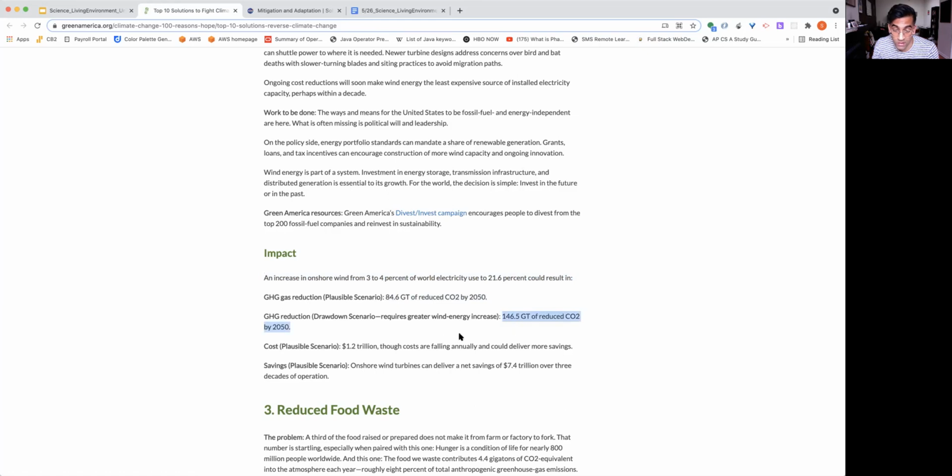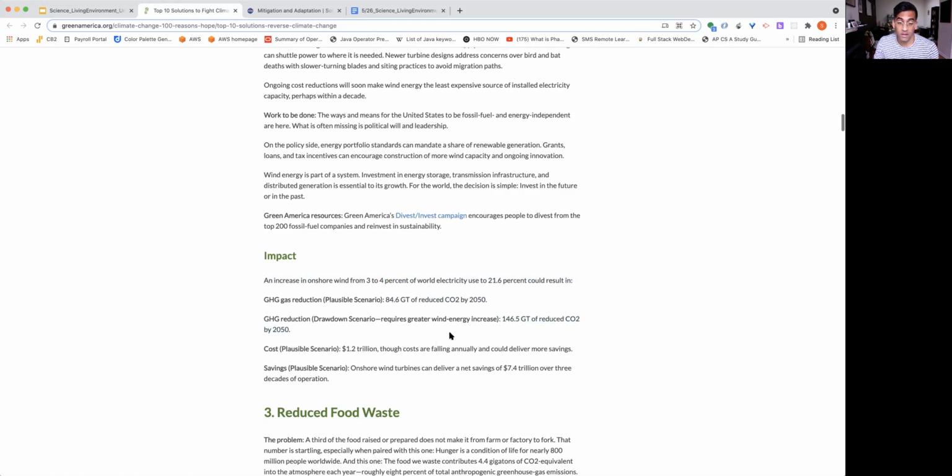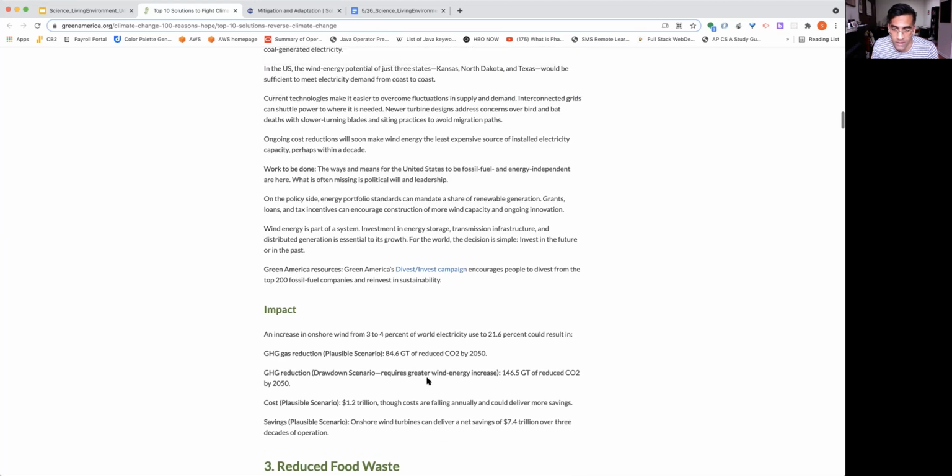Here's a greater reduction if we increase even more than to 21.6%. Here is the cost, okay? And so that actually, in the scheme of things, when you think that 5.3 trillion was spent in 1 year on fossil fuels, that's actually not that much. And then finally, the net savings. This is the most important part. You got a net savings of $7.4 trillion over 3 decades. That is a lot of money.